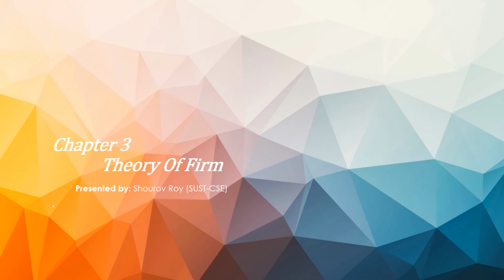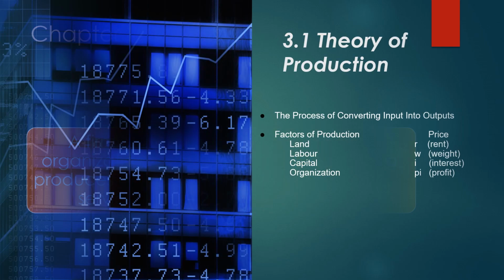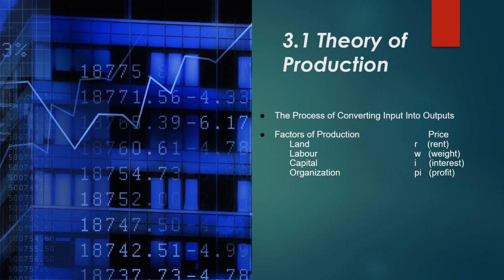Today we will discuss the theory of the firm. A firm is an organization that produces goods or services it sells to earn a profit. What is the theory of production? The process of converting inputs into outputs is called the theory of production. The factors of production are land, labor, capital and organization, with respective prices: rent, wage, interest and profit.